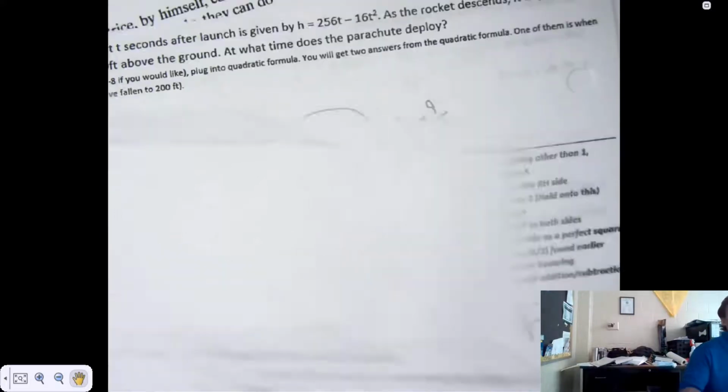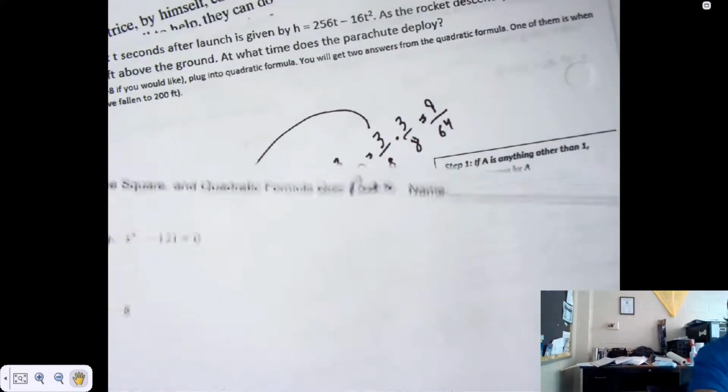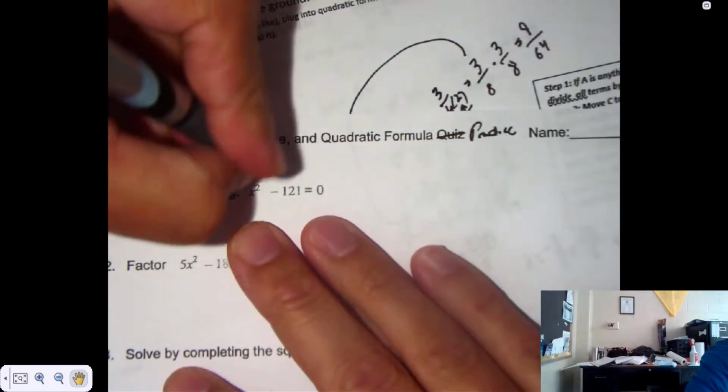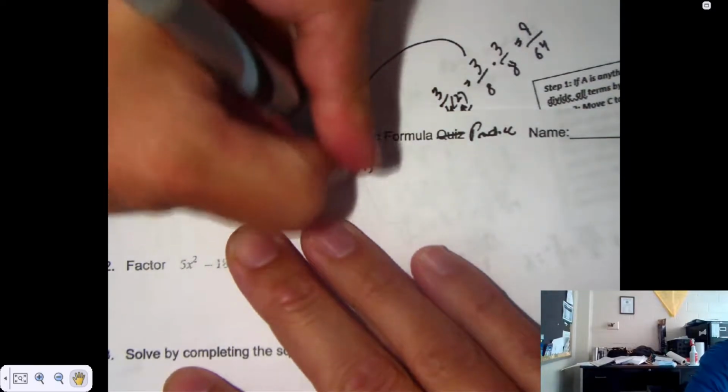Now, the first thing up here on your little practice sheet is x squared minus 121. This is what we call a difference of 2 squares. It is a squared minus b squared. It will factor as a minus b times a plus b.